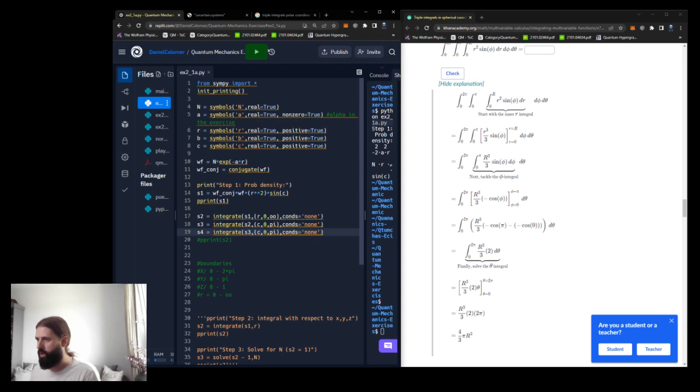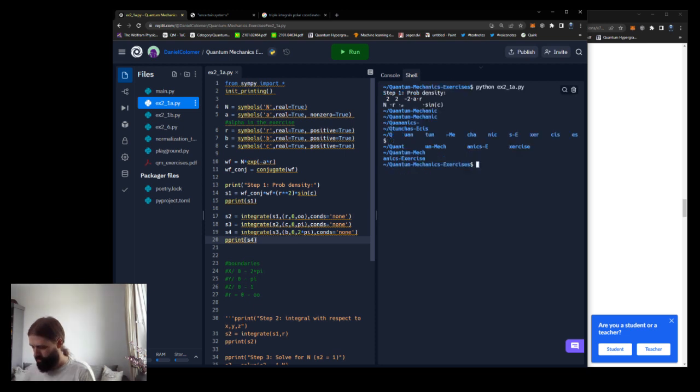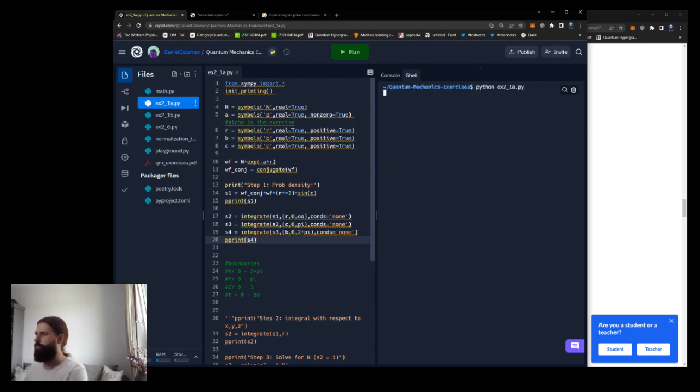S3 on B being 0 to 2 pi, and then basically print S4. I'm sure that's not gonna work out. Why would it? It's gonna break.